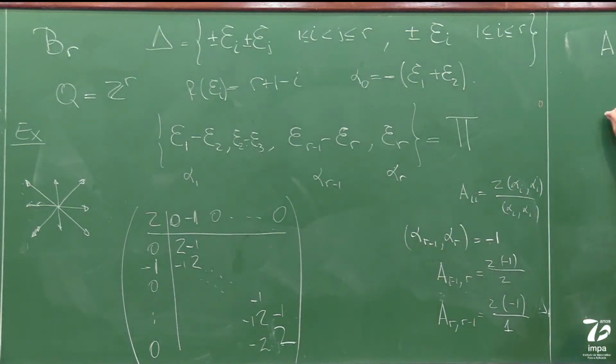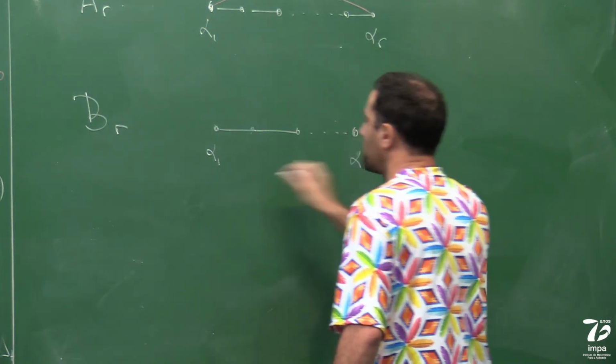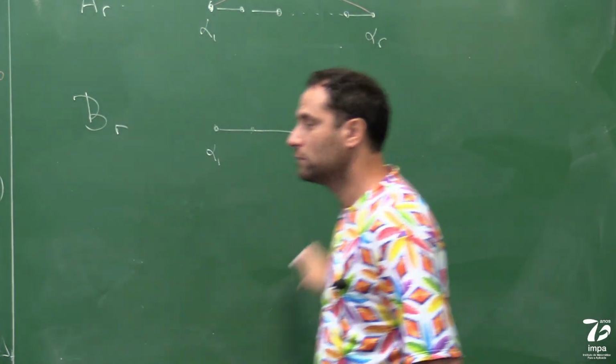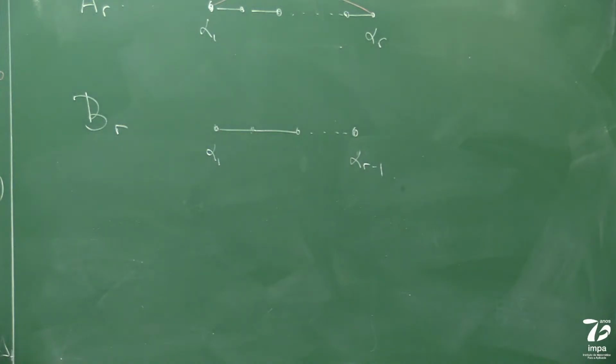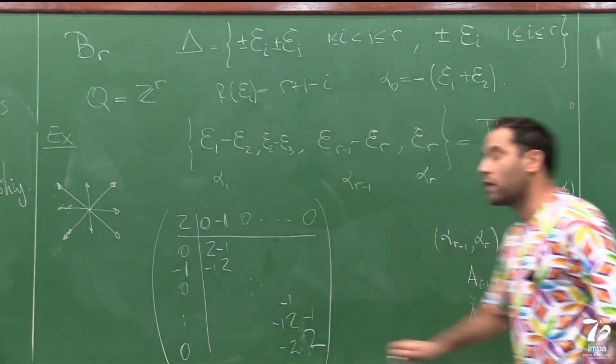So again, this Dynkin diagram, how does it look? Well, we have alpha 1 up to alpha r minus 1. This looks really like just an A(r-1). This Cartan matrix up to here is the Cartan matrix of A(r-1). Then we're adding an extra node for alpha r.